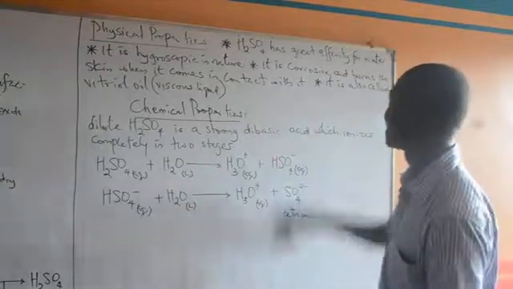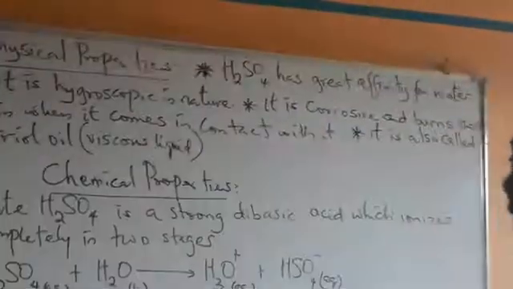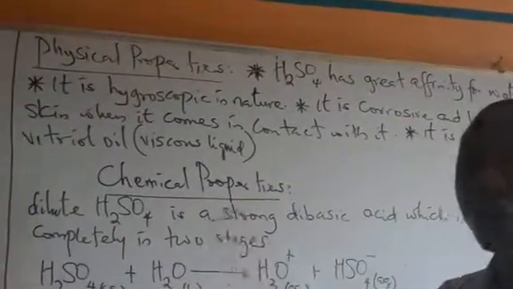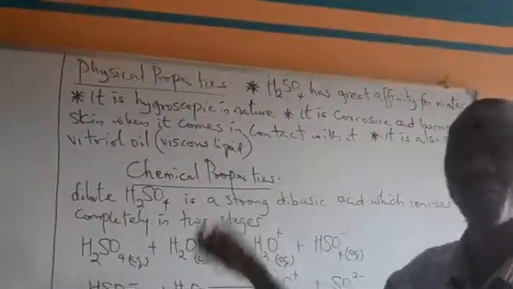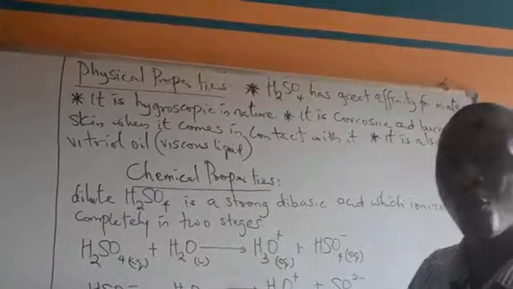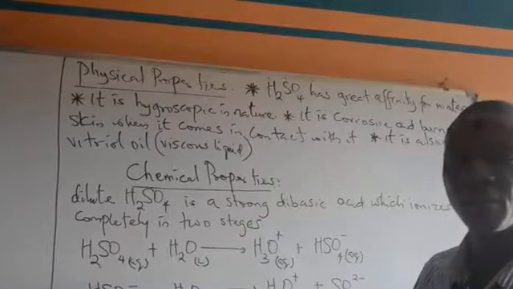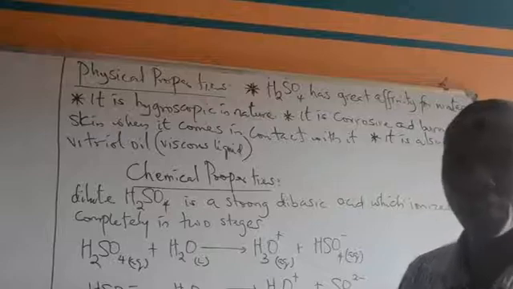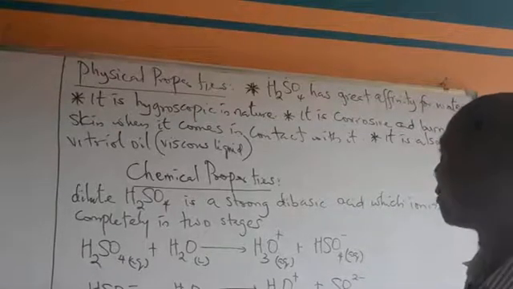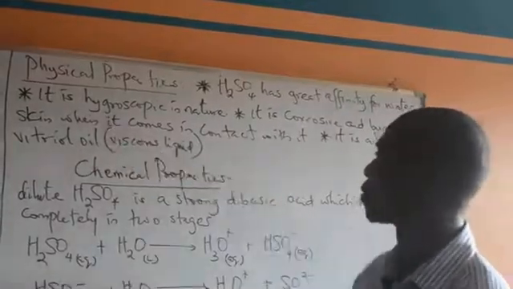It has 2 stages of ionization. Now, tetraoxosulphate acid has a very great affinity for water. You have to pour more water. You have to dilute the tetraoxosulphate 6 acid by simply pouring more water to make it diluted, because it is still raw.